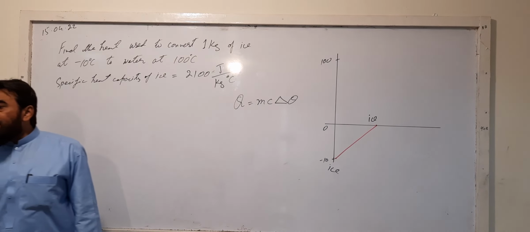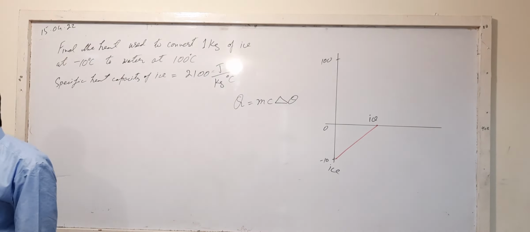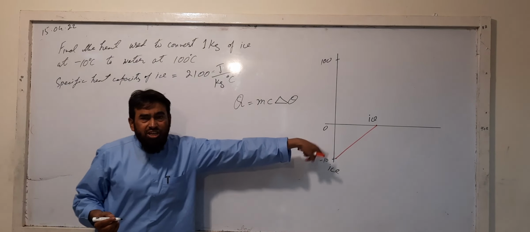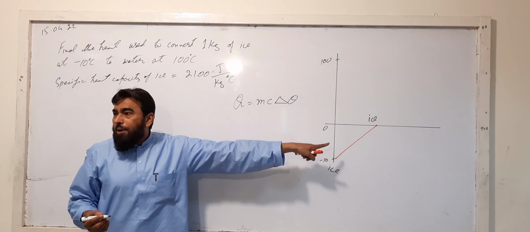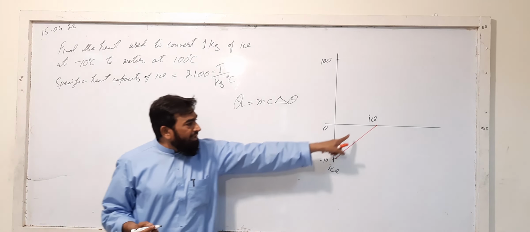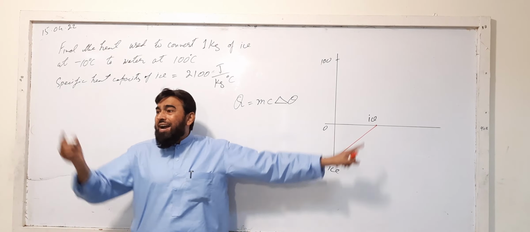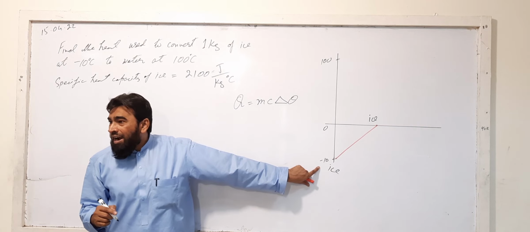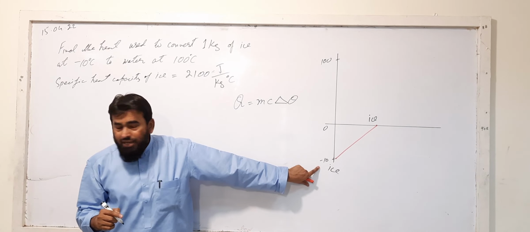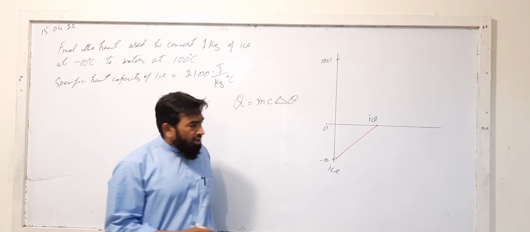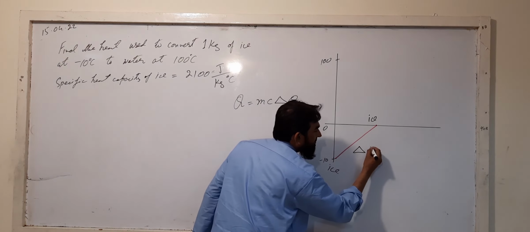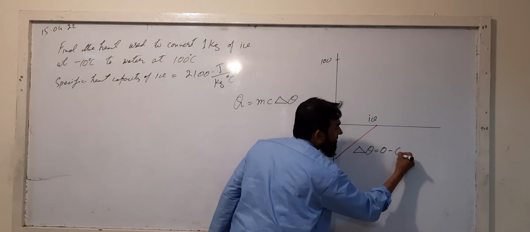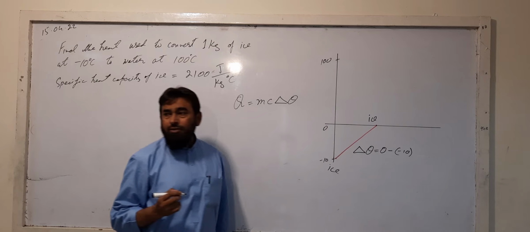Here, what is delta theta? Delta theta is the change in temperature. So, how much temperature change is occurring? It goes from minus 10 till 0. How to find out the change in temperature? Minus 10 is the initial temperature. Final is 0. So, delta theta is equal to 0 minus 10.